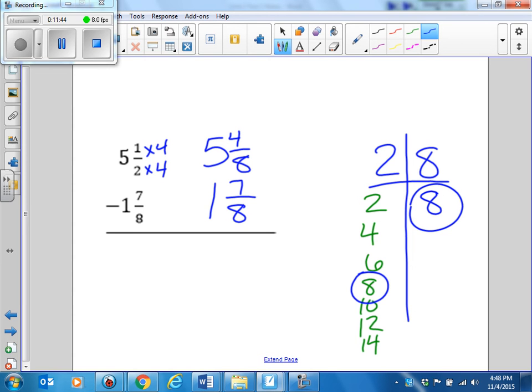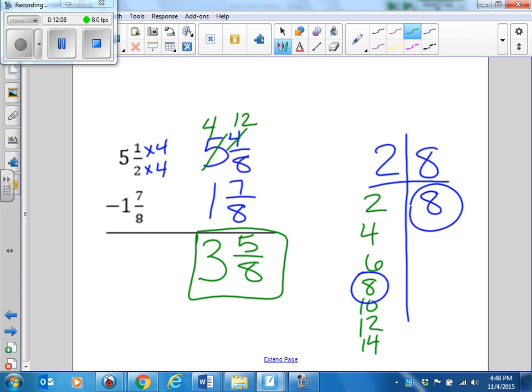So now can I say 4 minus 7? No, I can't, so I'm going to have to borrow a whole. And again, in this case, my whole is 8. So that 5 is going to become a 4. I'm going to give those 8 pieces to the numerator, so that becomes a 12. 4 minus 1 is 3. 12 minus 7 is 5. And my denominator stays the same, so it's an 8. So my answer is 3 and 5/8.